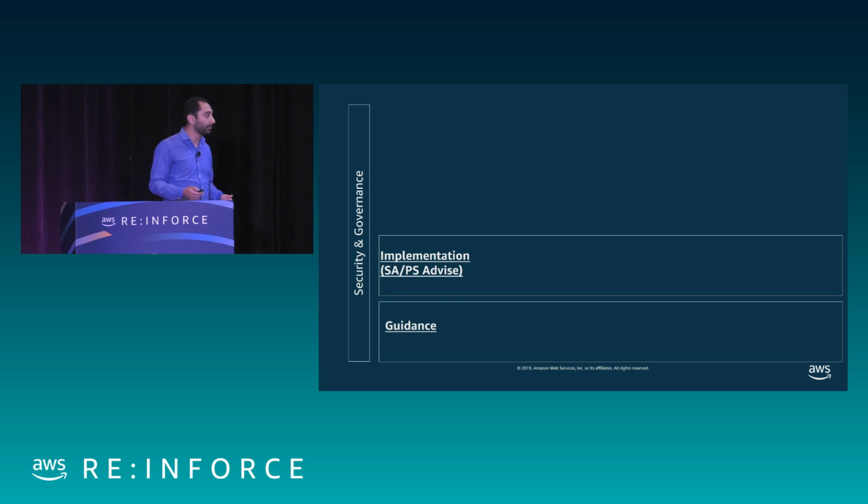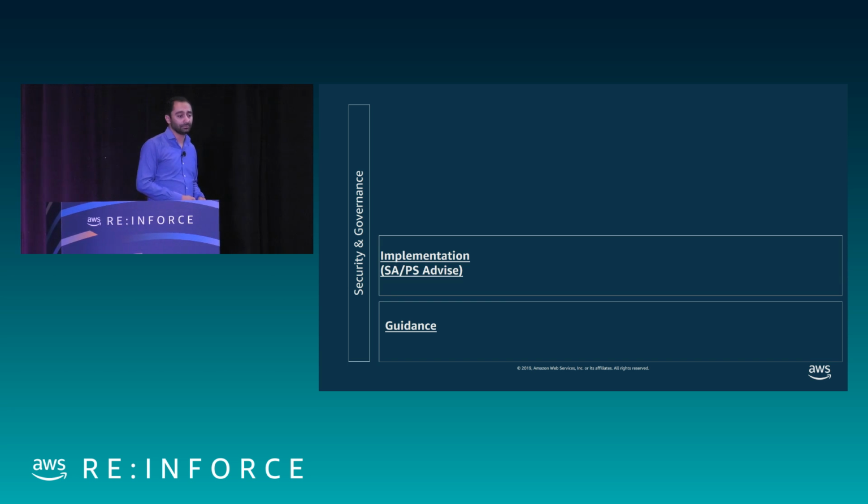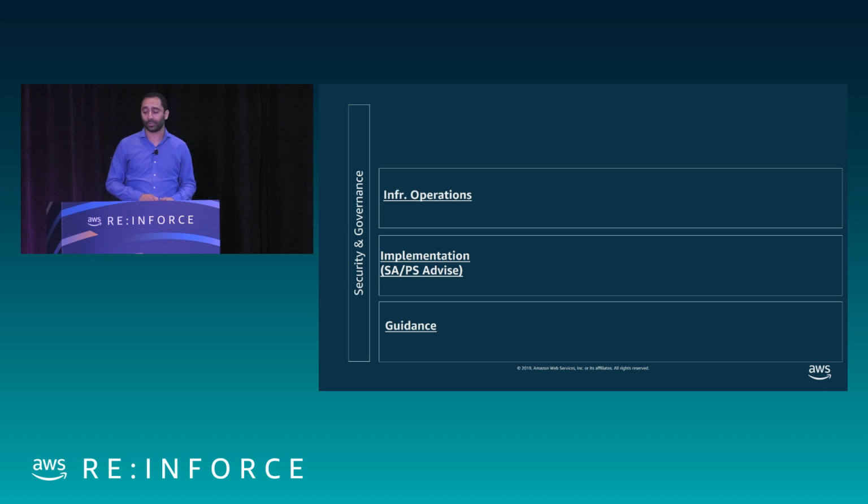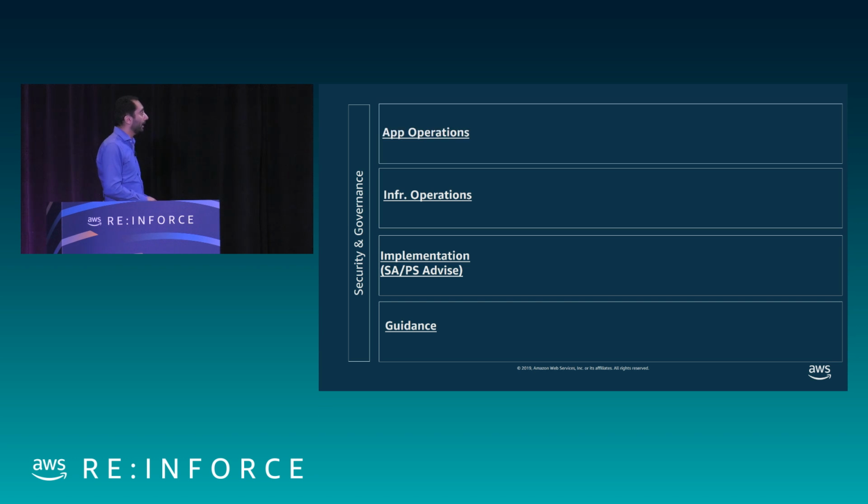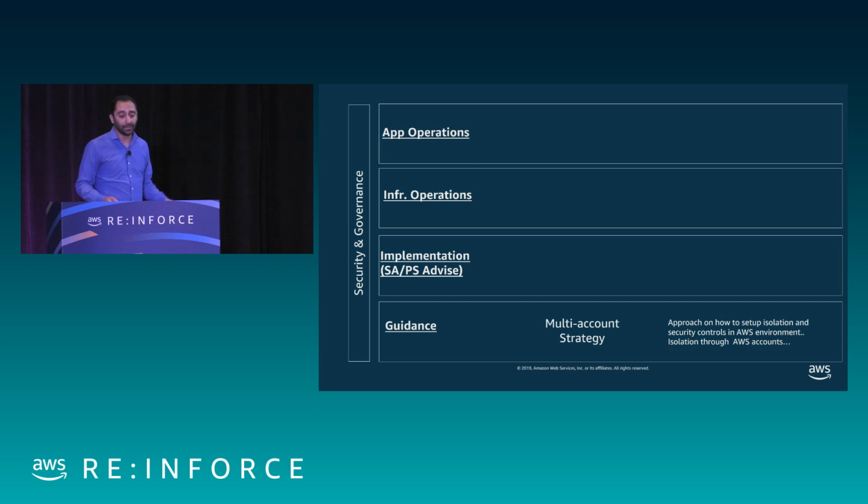Then from there, we wanted to provide you a way to do an implementation. And the way to implement it was an SA or a professional services or a partner advising you on what you might want to do given that possible framework. Then from there, we wanted to think about infrastructure operations and application operations. So from a guidance perspective, you had the multi-account strategy, which for re:Invent 2016 and 2017, we ran multiple sessions to help customers think through that.